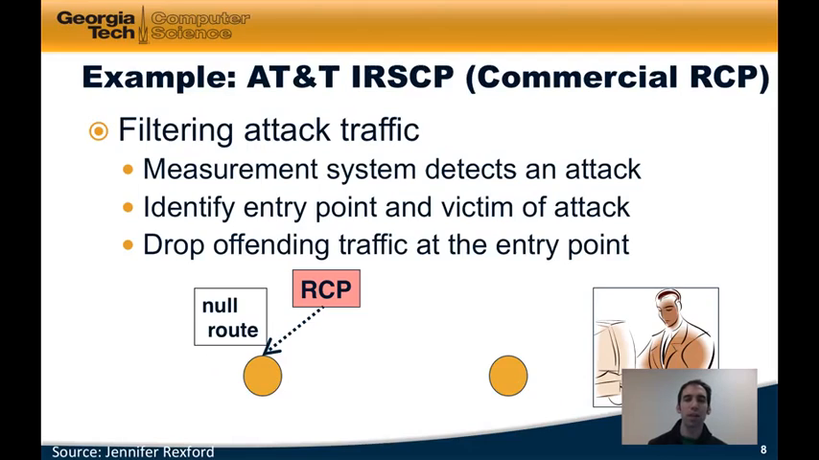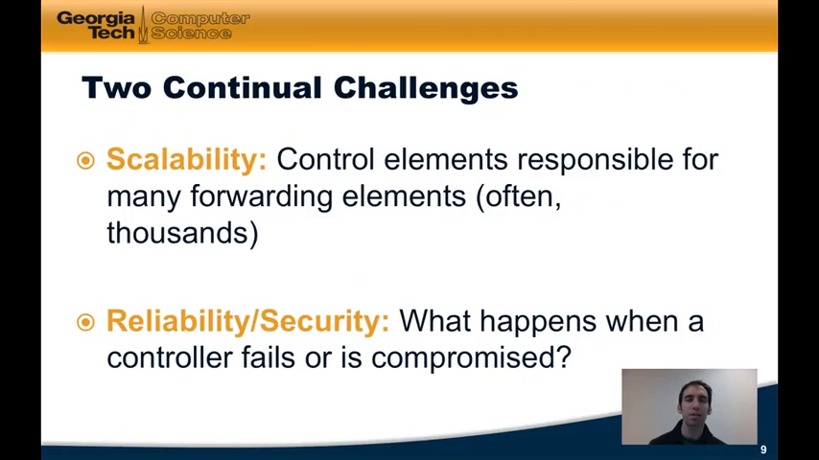So those are just two examples of how the control and data plane separation have helped in specific cases, but there are also challenges to making the control and data plane separation a reality. The first is scalability. Once you separate the control elements from the forwarding elements, it's likely that a control element may be responsible for many forwarding elements, and sometimes thousands of forwarding elements.